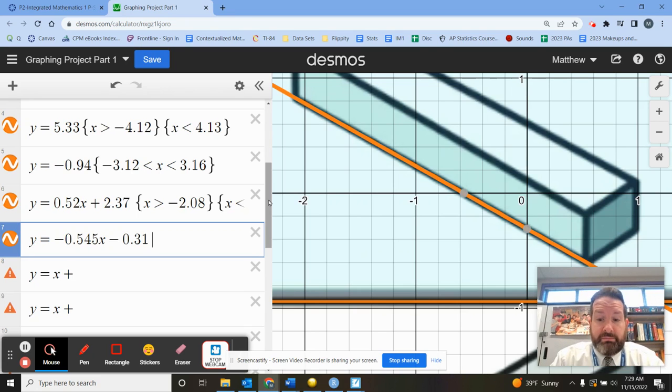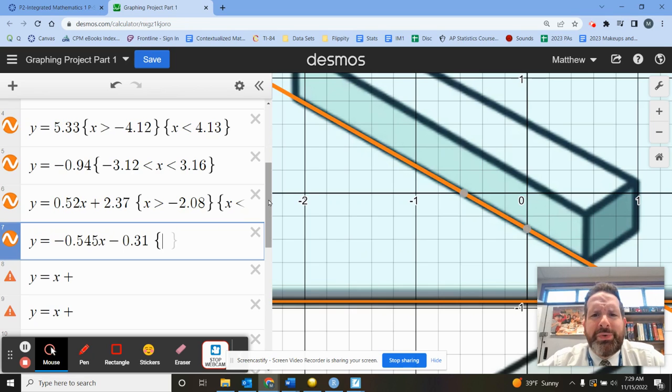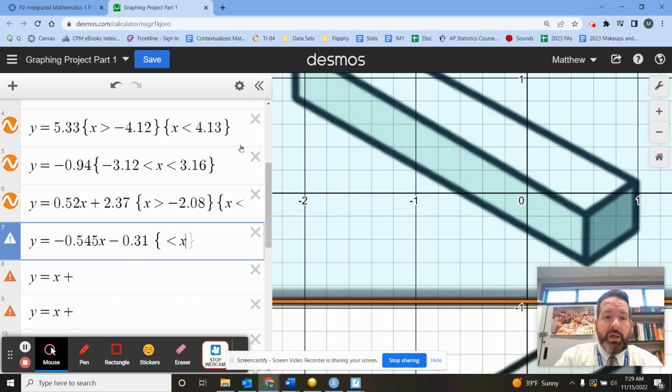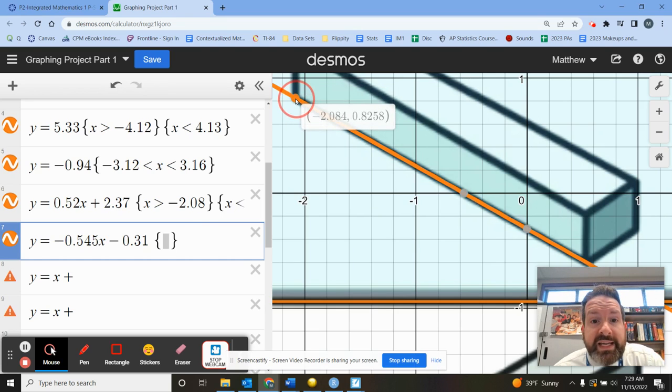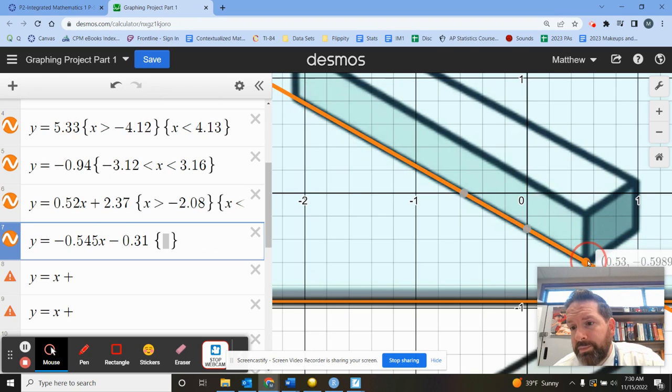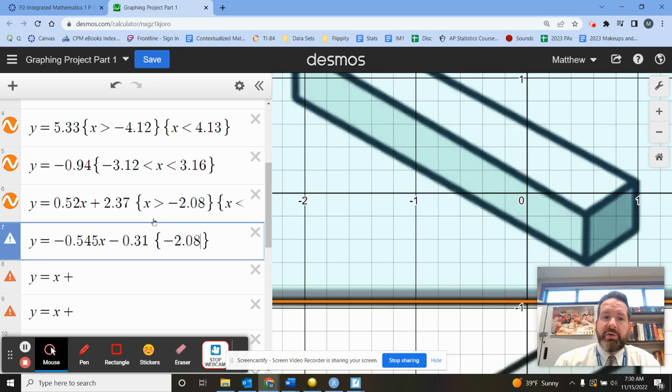Now, for your restriction, why don't we do the same thing? Why don't we cut up with our x's again? But this time I want to do it in one inequality. You can still do the two separate ones if you like. It will still work. Now, before I do that, I should have made note of what numbers I want. So on this end, I want to go till about negative 2.08 again. Okay. And on this end, I want to go until about 0.53. Okay. So for my low end, negative 2.08, less than x, less than 0.53.